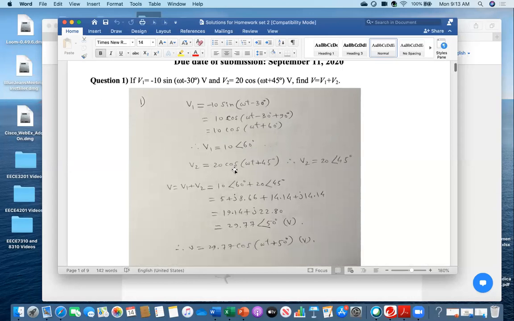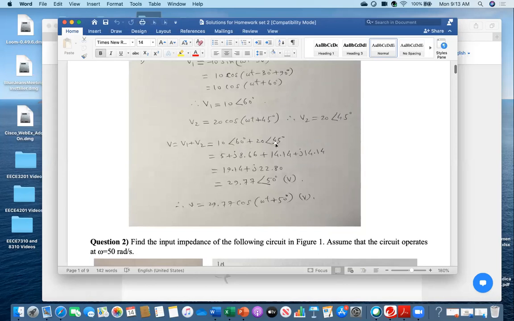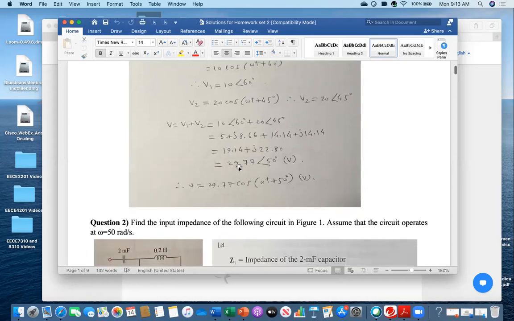And then V2 was straightforward. It is in cosine format already, so I am writing V2 as 20 angle. Now I am summing V1 and V2. Because these two are in polar form, first I am converting into rectangular form. Then real part sum, and imaginary part sum. Then from here I am expressing in polar form. Finally, from polar form, I am converting into time domain.